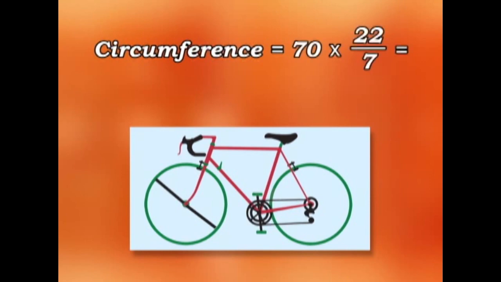That's 70 times 22 over 7. If we divide 70 by 7, we get 10. So 10 times 22 equals 220. The circumference of the wheel is 220 centimeters.